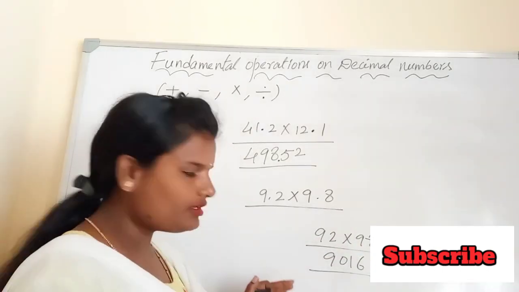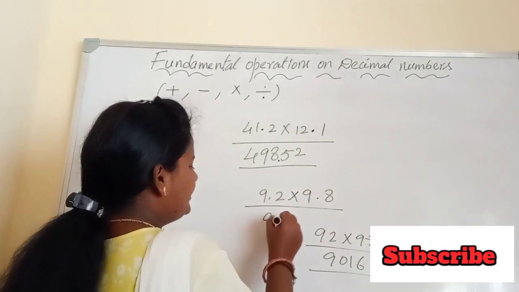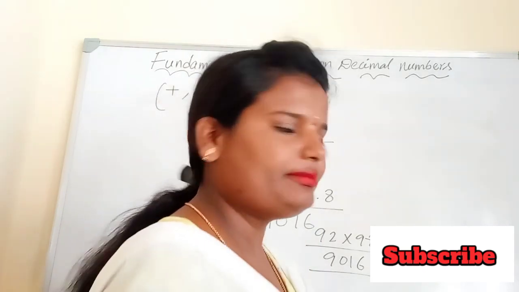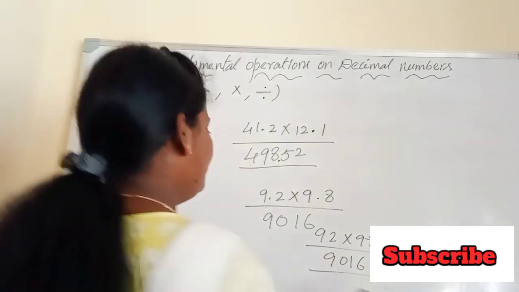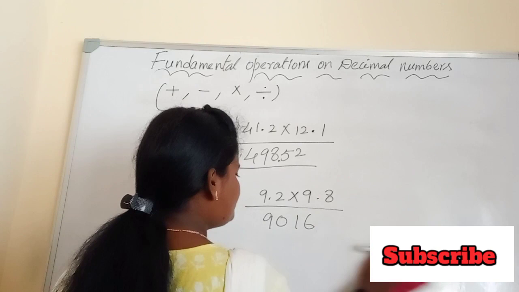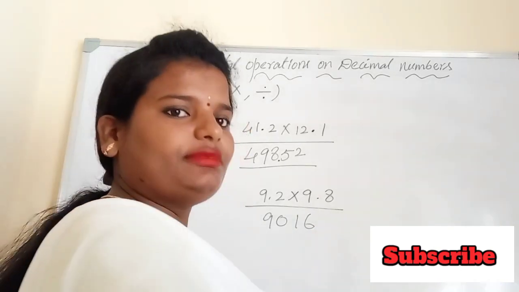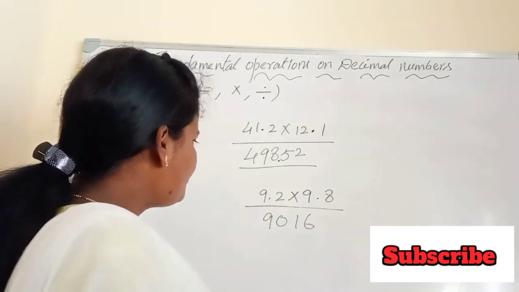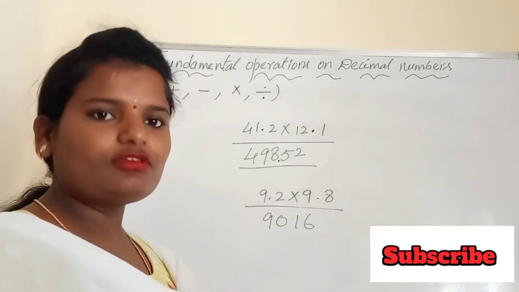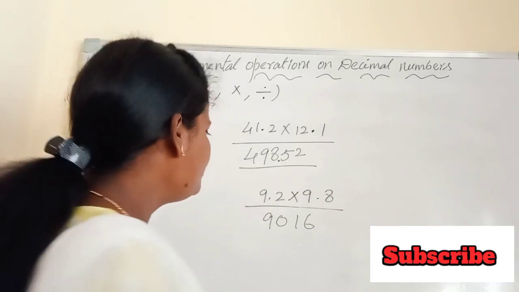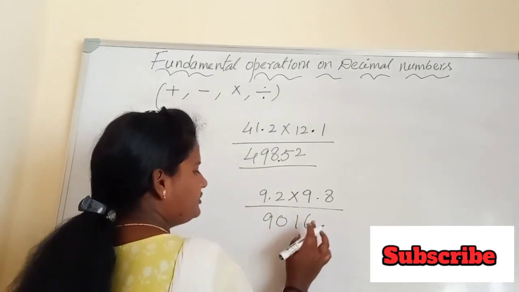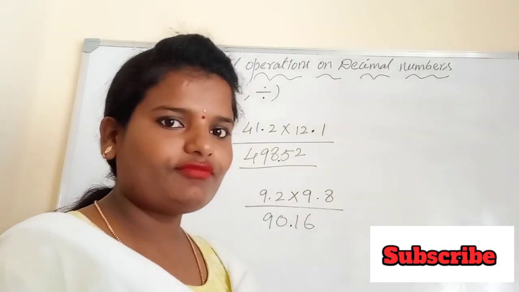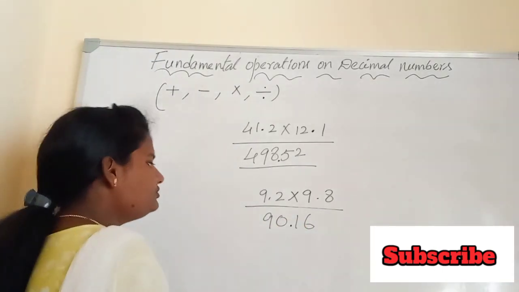1690. So here 9016 we will get if you multiply by the normal method. After multiplying, just observe the first number and the second number also. After the point, how many digits are there? Here 1 and here also 1. Total together 2 are there. So from the last we should count 1, 2. So 90.16 we will get.